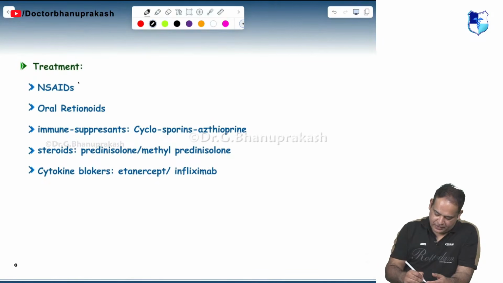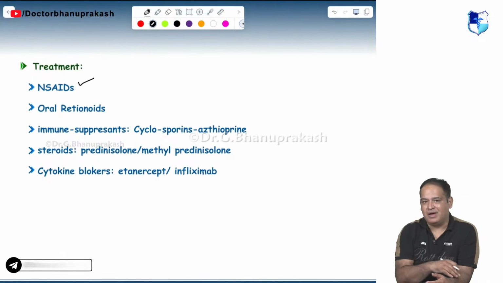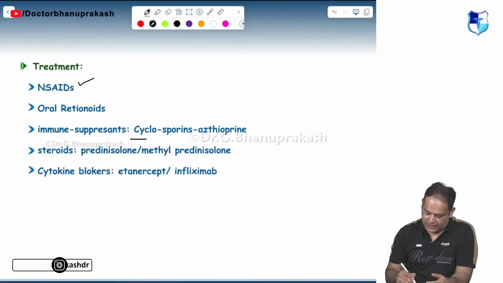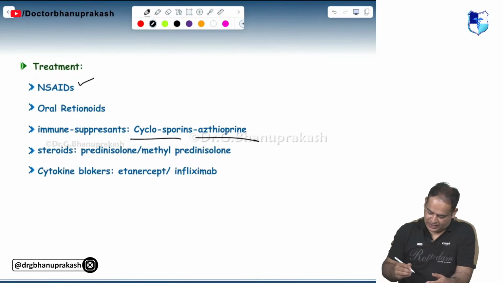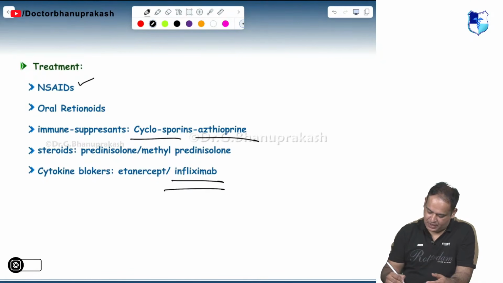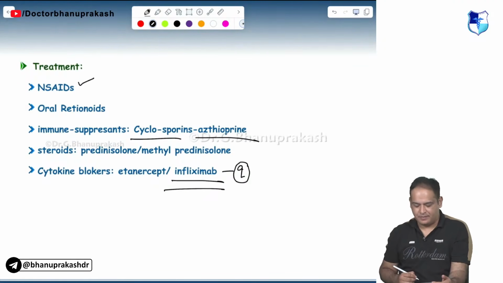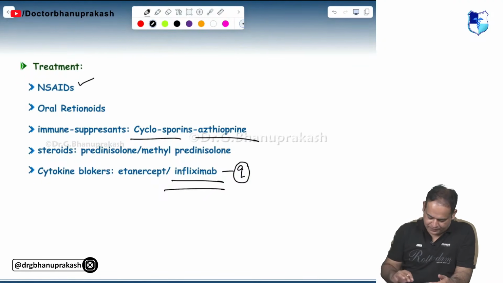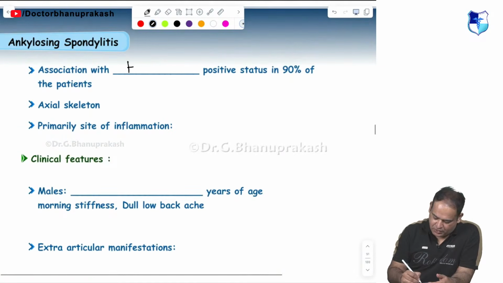Now treatment, NSAID and multiple other drugs. Fine. Cyclosporin, azathioprine, infliximab. अगर आपको याद करना है, if you need to remember, just remember this. Right? Let's move forward. Ankylosing spondylitis.